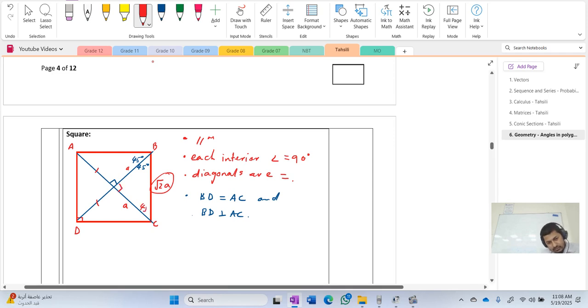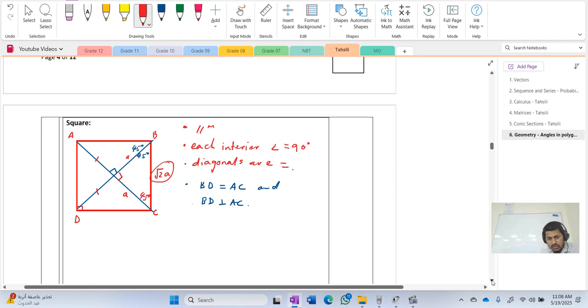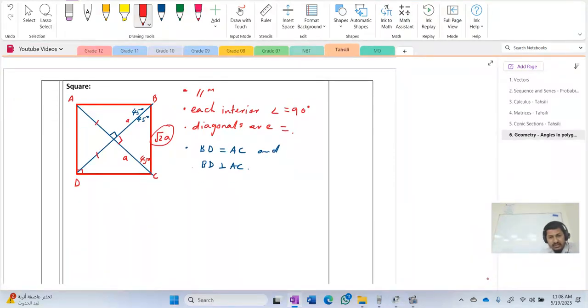So let's see, what other properties are there? Yes, you can also say that a square is a rhombus with one additional property, which is that it is a rhombus with each interior angle being equal to 90 degrees. Right, so this is the additional property. Basically, that's the only additional property that we added inside a square, different from a rhombus.